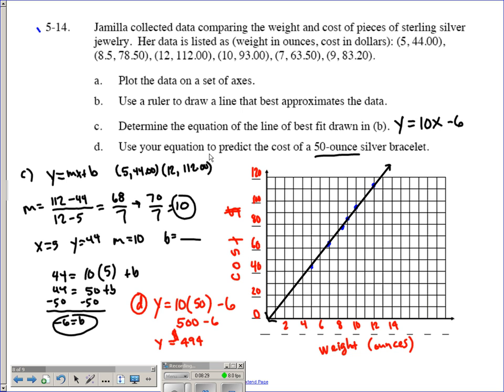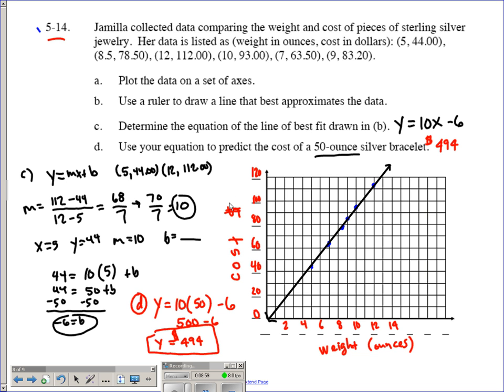So use your equation to predict the cost of a 50-ounce silver bracelet. The cost of a 50-ounce silver bracelet should be approximately $494. That's using the equation that we came up with. Yours might be a little different. You may come up with a slightly different answer there. It is possible. So this is problem 5-44.